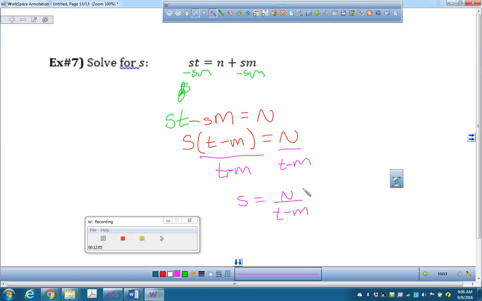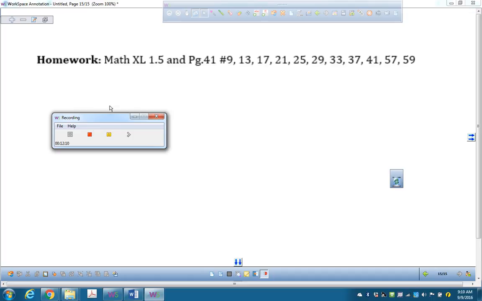That's it. Nice job. Okay, so I'm going to go through and assign that method. Basically it's every other odd, and then 57 and 59. And show your steps. You cannot just write the answer. And that's all there is.